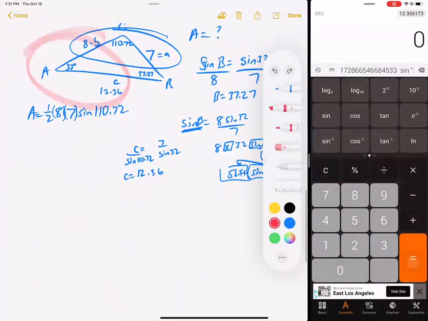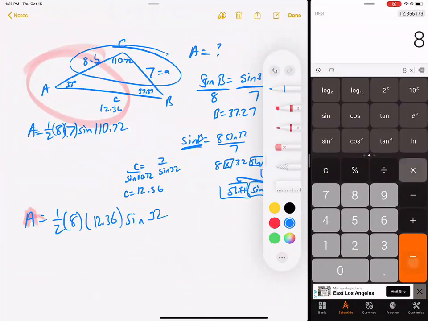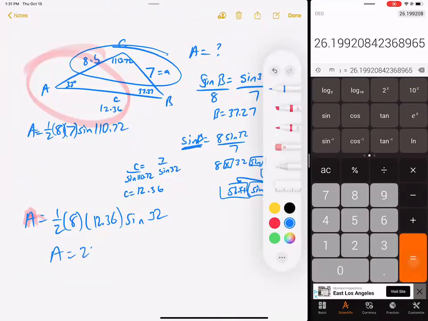Okay, I'm going to type in my calculator here. The setup for my version: A is equal to 1/2 times 8 times 12.36 times sine of 32. Let's see if we get the same answer as you. 8 times 12.36 equals, divide that by 2, equals, times 32 sine equals. I'm getting the area as 26.19, rounding up.